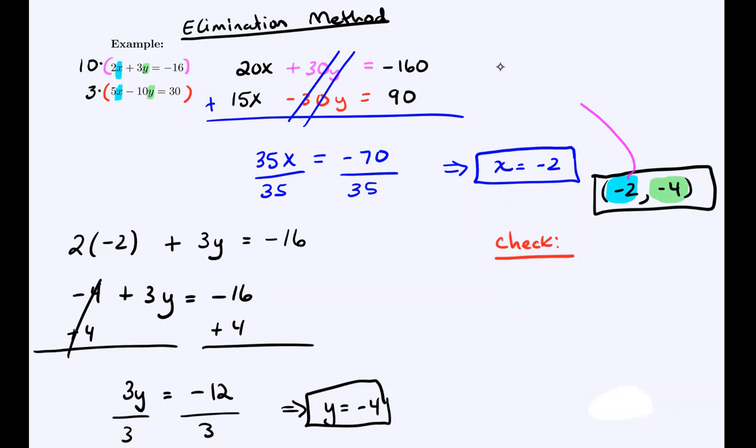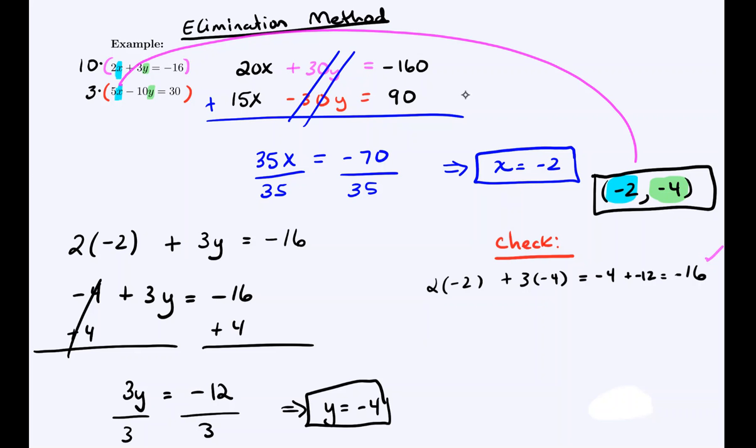So in the first equation, where there was an x, there's now a -2. Where there was a y, there's now a -4. That would give us 2 times -2 plus 3 times -4. That's -4 plus -12. That would be -16. What was it supposed to be? -16. That works out.